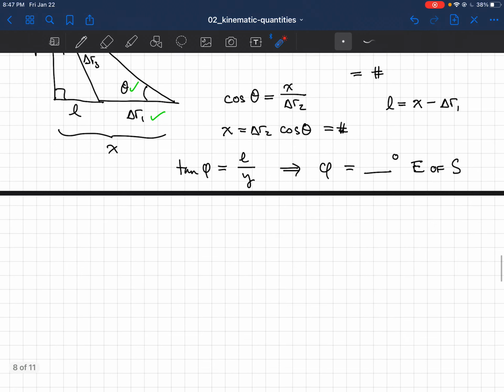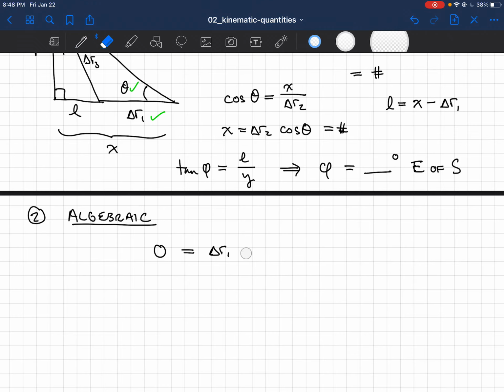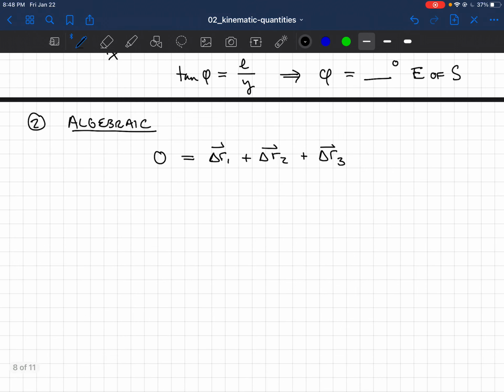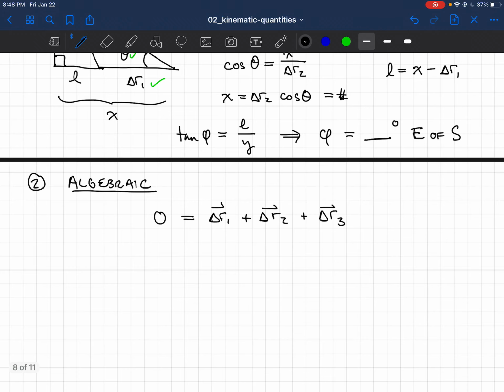Now let's do the algebraic. So the second method of solving a vector equation is algebraic. And our vector equation, our starting point was delta r1 plus delta r2 plus delta r3 as vectors is equal to 0. If we choose a coordinate system, which we already had, recall it looked like this, then we can write that as two scalar equations.